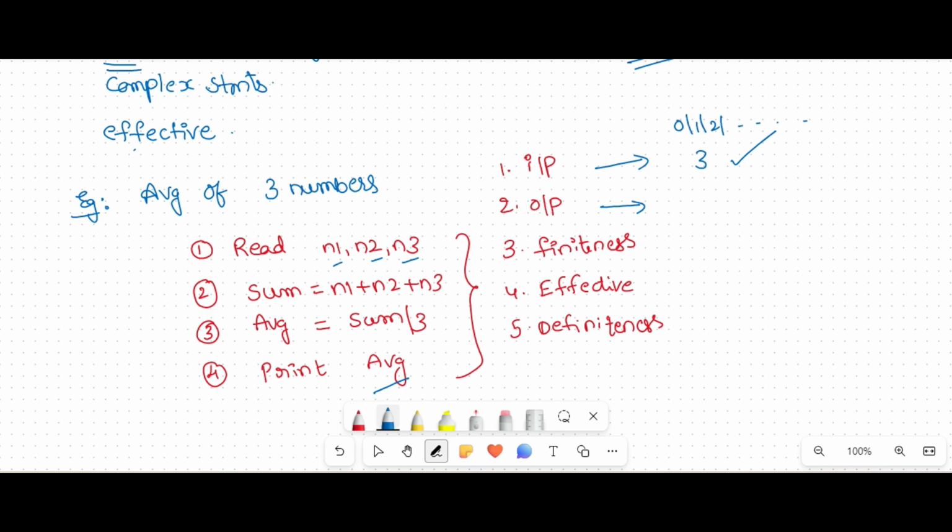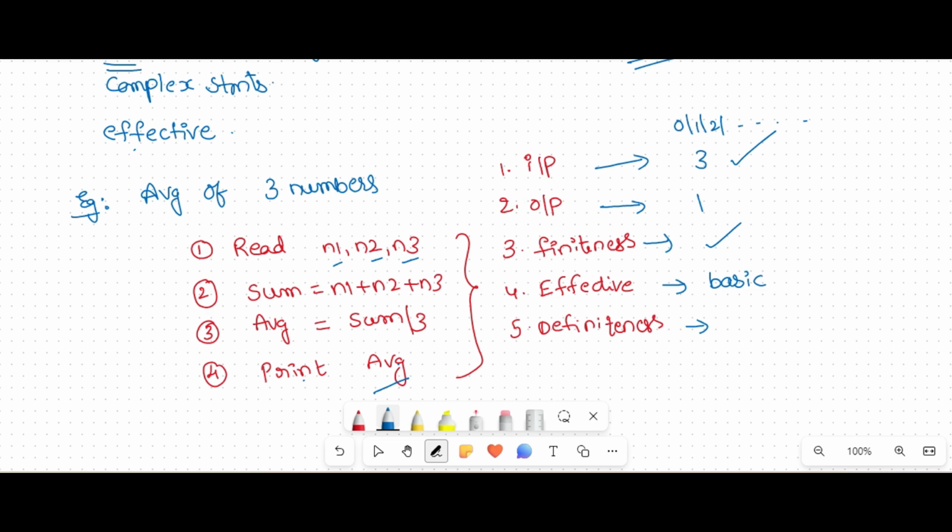Output, how many outputs is it generating? One output, which is average. Finiteness: finite number of statements. It is terminating. After printing, it will terminate. Yes, it is terminating. Then effectiveness. These are very clear statements and basic statements, and no complex statements in the algorithm. Definiteness. The statements here are clear. There is no confusion.